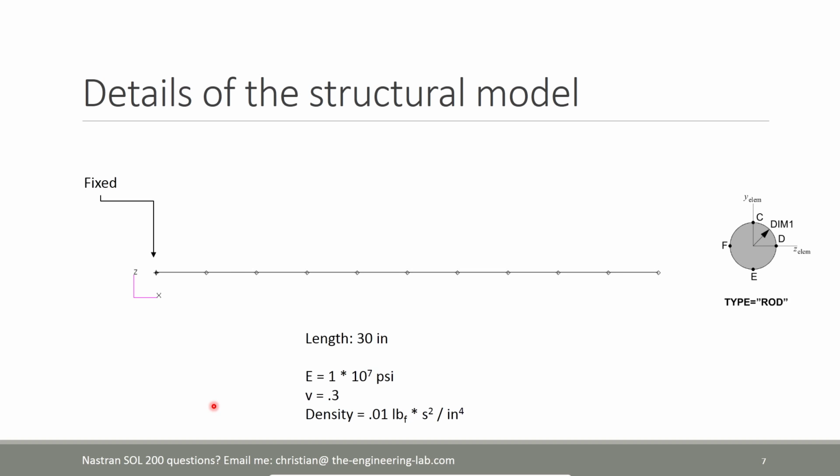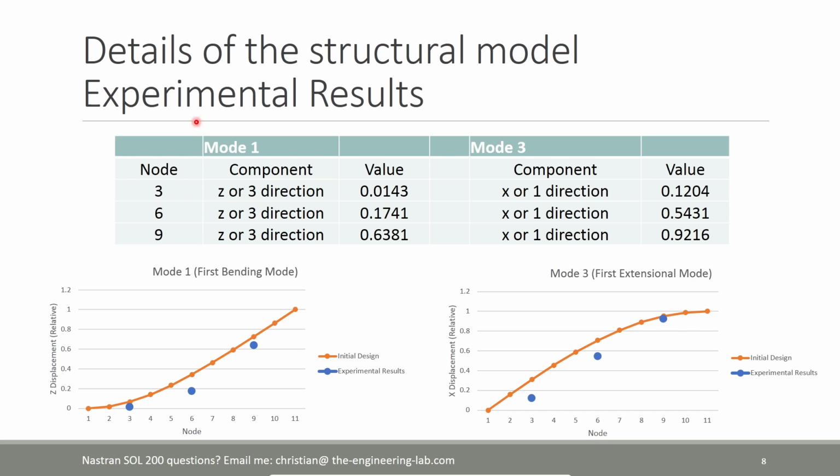Here again, we have a very simple beam. One end is fixed. There are a few elements that represent the finite element model, and the other end is free to move. Here are some other properties of the model.